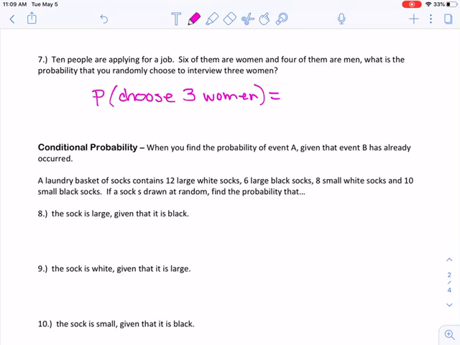then let's start with the denominator, the easy part. If I'm interviewing 10 people and I'm choosing 3, I want to know how many groups of 3 I can create out of those 10 people, which would be 10 choose 3. In the numerator, we want to know how many ways we can get a group of 3 women. If I'm choosing from 6 women, that would be 6 choose 3. And then when I plug this into my calculator, I'm going to get about 0.16 repeating.